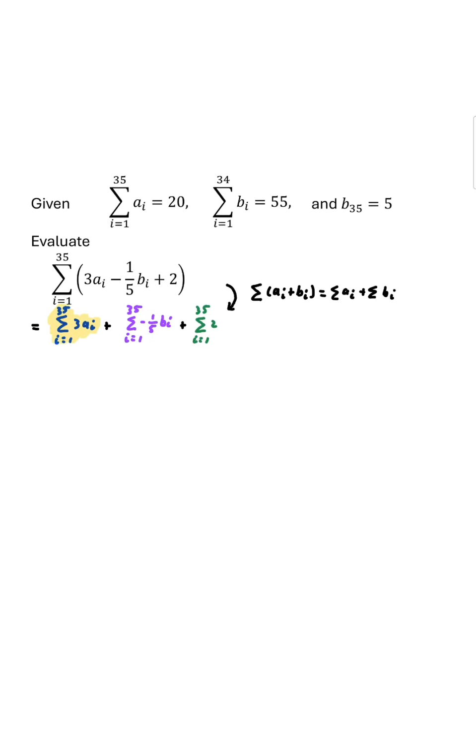Next, we notice summation of i equals 1 to 35 of 3a sub i, but we're given that summation i equals 1 to 35 of a sub i. So we've got to do something about the 3. Hence, there's a different property of summation that states that we can factor out that 3.